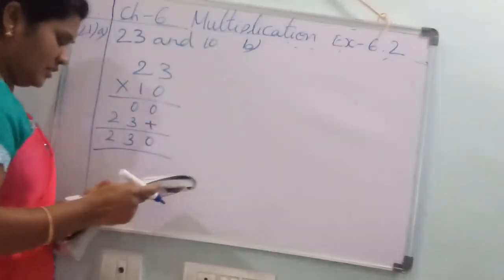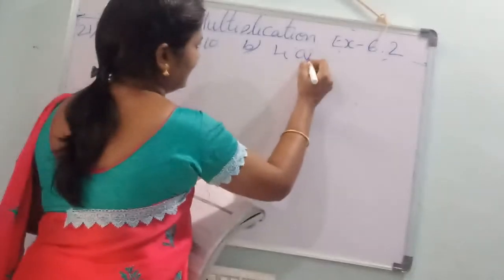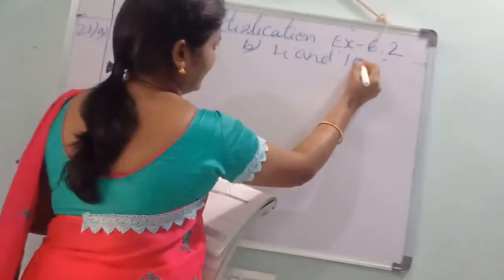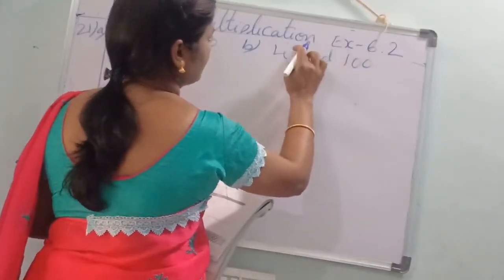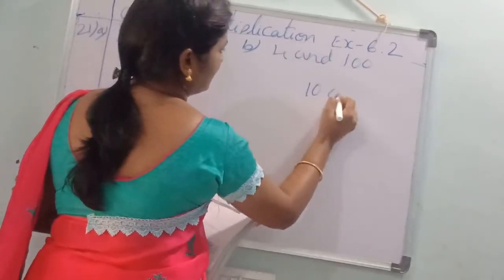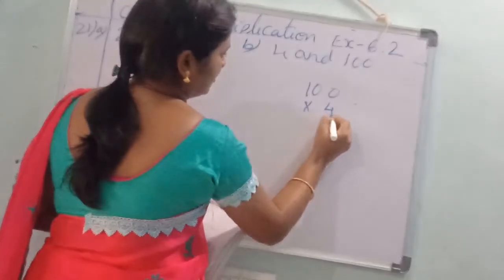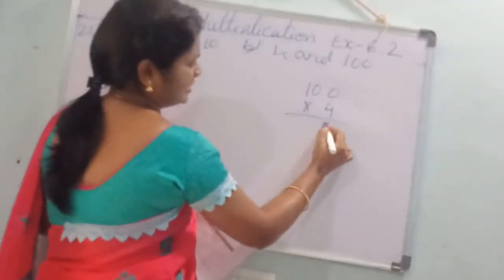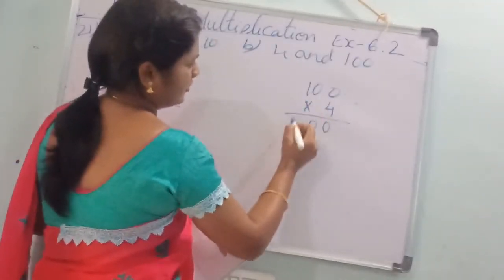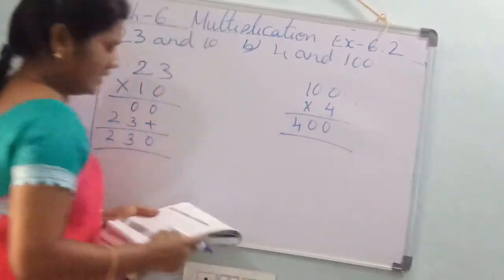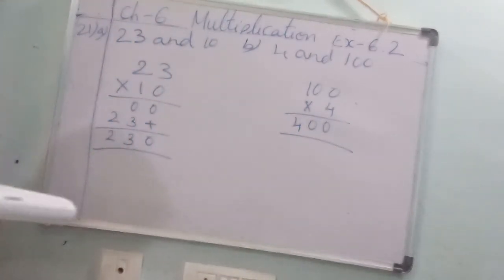B1. What is that? 4 and 100. See, 4 zeros are 0, 4 zeros are 0, 4 ones are 4. What is that answer? 400 is the answer.